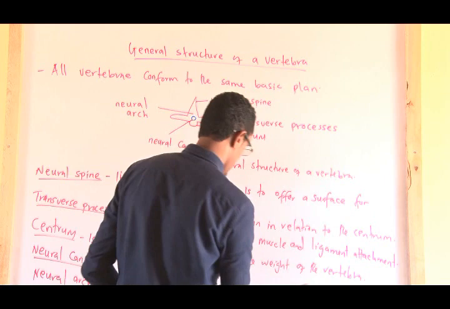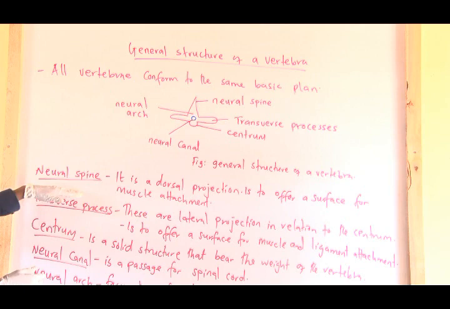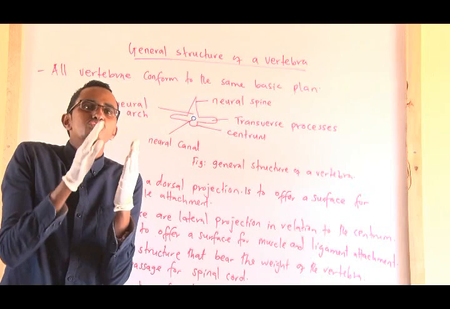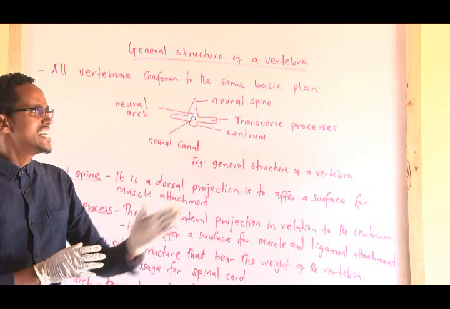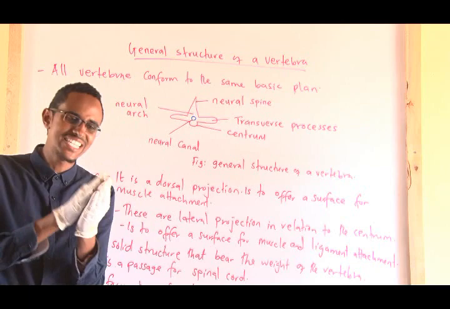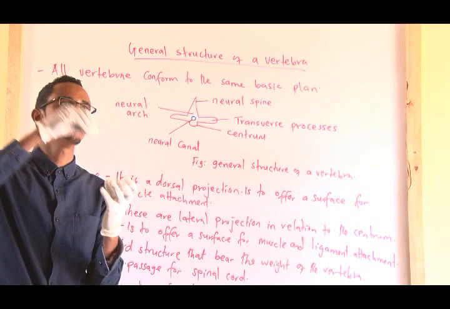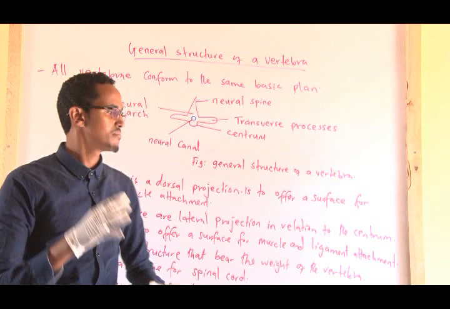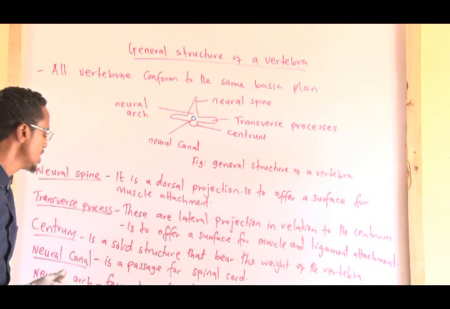Good. What are some of these things I'm talking about? When I say the neural spine, I mean this one. Its function is that it acts as a surface for muscle attachment. If you ever came across these bones when you were eating meat, they are not naked. At least they have muscles covering them. And sometimes you try to remove some of the meat trapped in between the spinal cord and the transverse processes. So it's a dorsal projection, and its function is to offer a surface for muscle attachment.